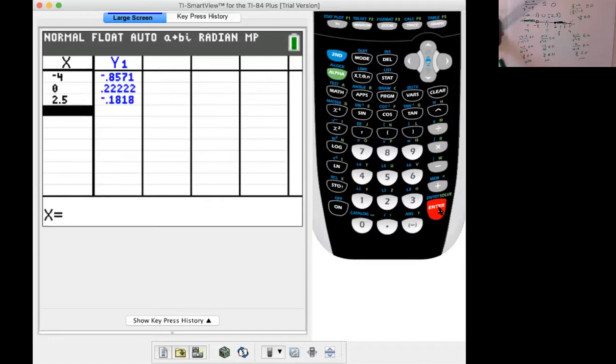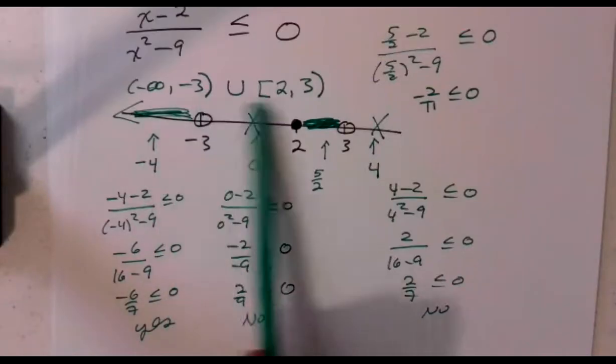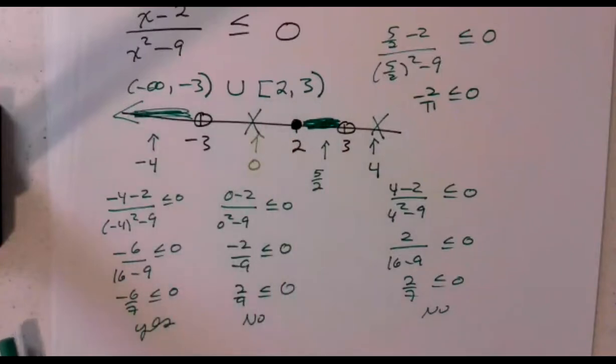When I plugged in 4, I received 2/7 before, which is 0.2857. And sure enough, that is not less than 0. So the -4 interval was correct. That corresponded to -infinity to -3. And the 2.5 interval was correct from 2 to 3, which again is why our answer looked like this.